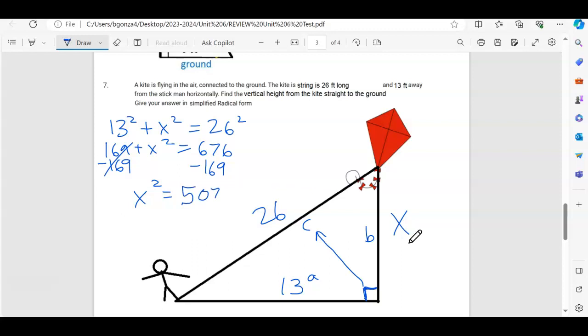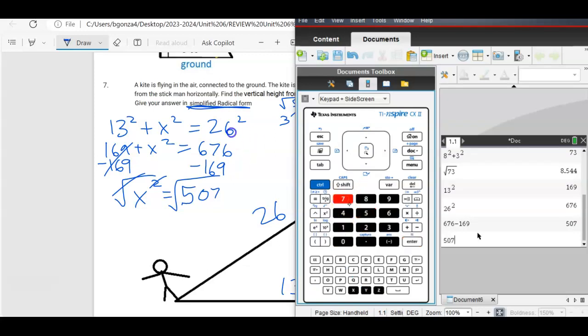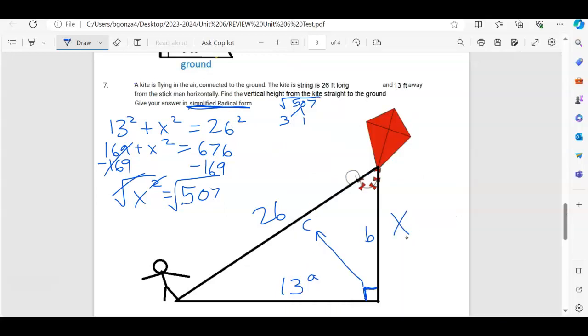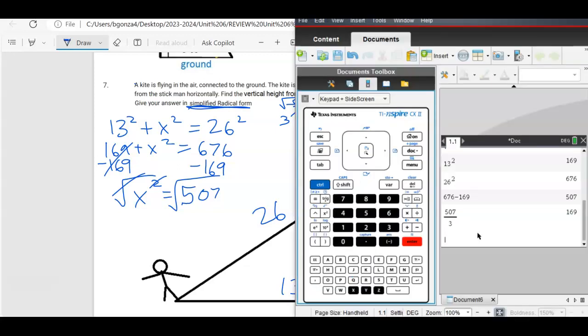And again, last step, square root, square root. Now, we're supposed to do it in simplified radical form. So let's do square root of 507. 2 won't work, so let's try 3. 507 divided by 3 is 169. Hey. Now 169, does that divide by 3? No. What about 7? No.